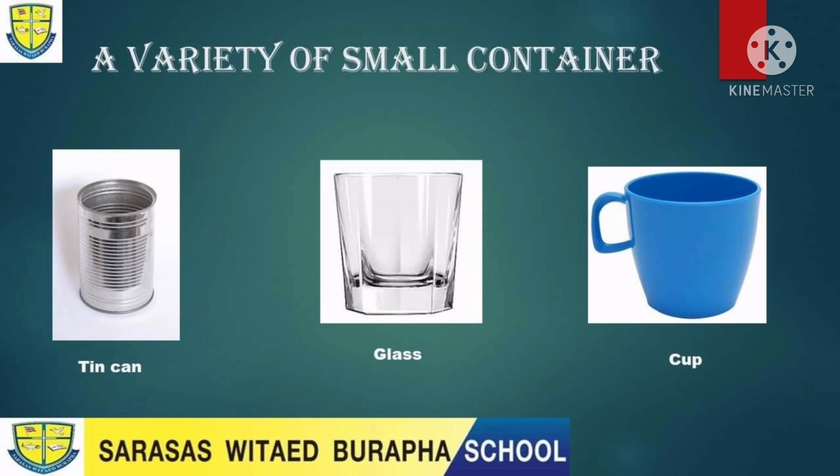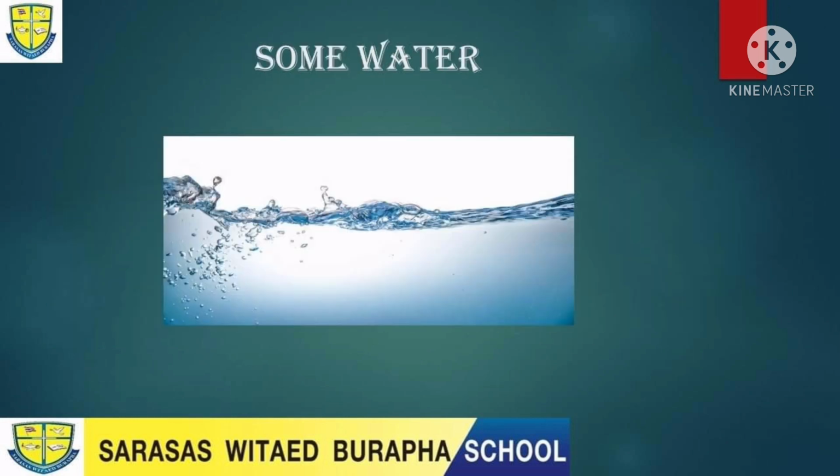Next, we are going to need a variety of small containers. Our first will be a tin can. Again, tin can. Next will be glass. Next is cup. Again, cup. Very good. Of course, a while ago we said we were going to measure liquid and solids.